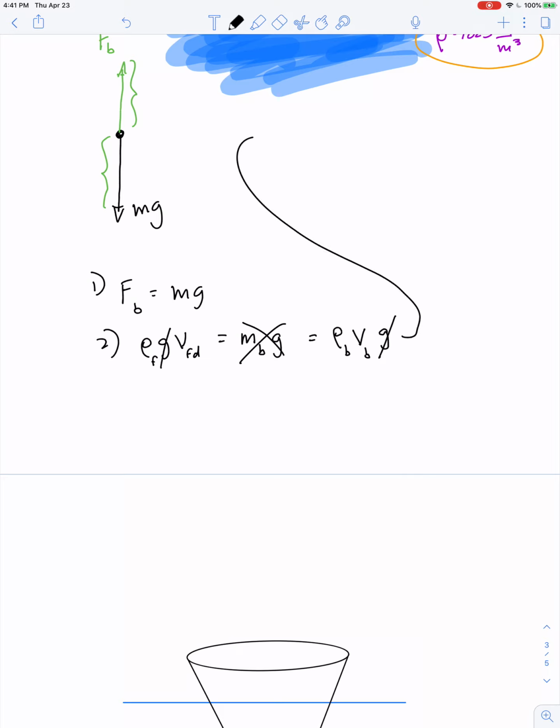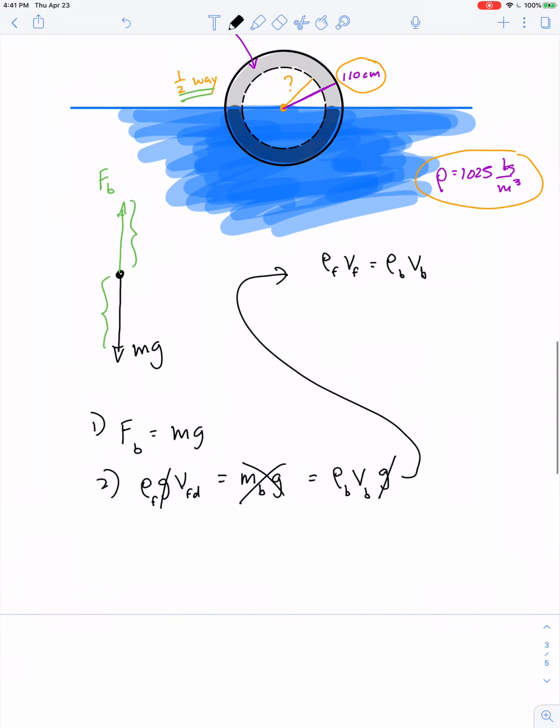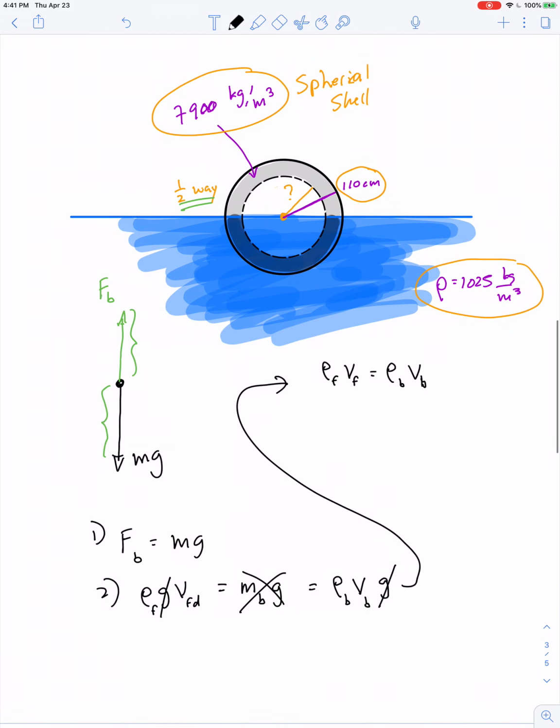So let's take our work up here where we have some room. It says the density of the fluid times the volume of the fluid displaced has to equal the density of the buoy times the volume of the buoy. Easy enough. Let's look at our picture and see if we can figure out what's the volume of fluid displaced. So let's call the radius we're trying to solve for, lowercase r, and let's call the outer radius that's given capital R. So what's the volume displaced?